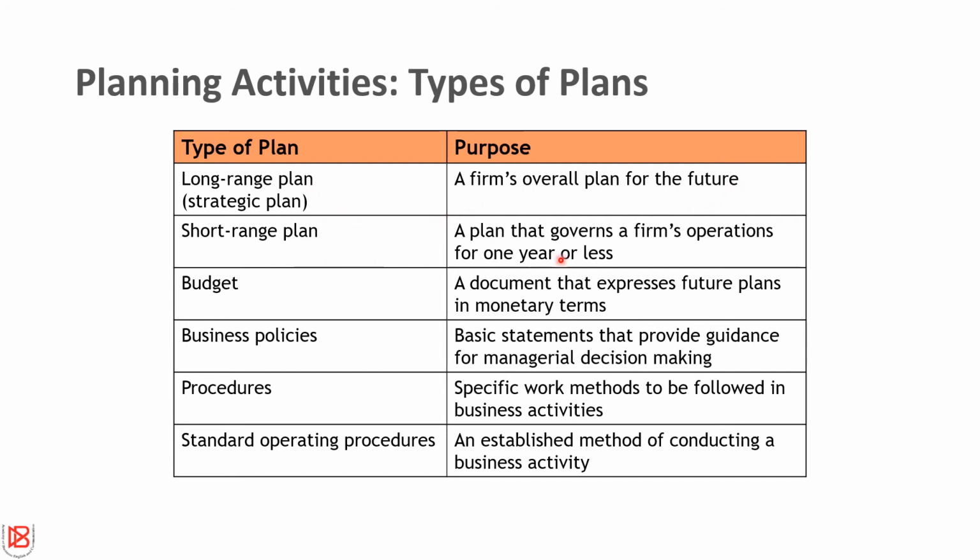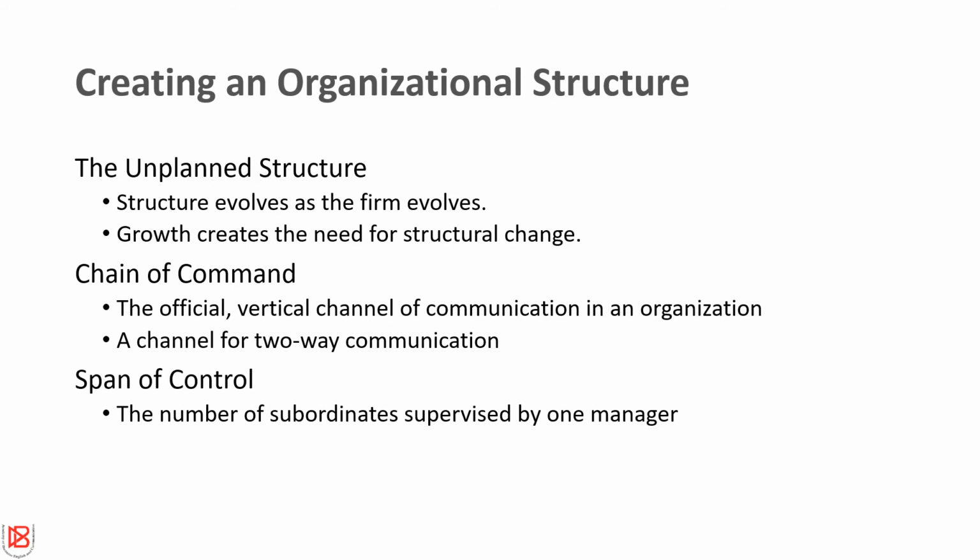The short range plan is a plan that governs the firm's operation for a year or less. The budget is the document that expresses the future plan in monetary terms. Business policies are the basic statements that provide guidance for managerial decisions. We look into the procedure, specific to the work objectives and work methods to be followed in a business activity. SOP, standard operating procedure, is an established method of conducting the business activity.